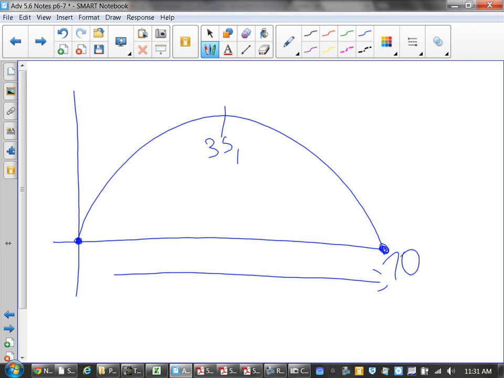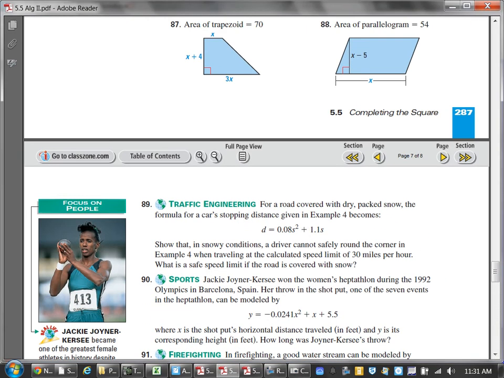It hits about 70 miles away. I'm not really worried about what the decimal is. That means between 0 and 70, the midpoint is 35. The y value at 35 was however high up it went. Horizontal and vertical distance, x's and y's. That's all it meant. Okay? You're using the calculator to help you visualize something that's not that abstract.